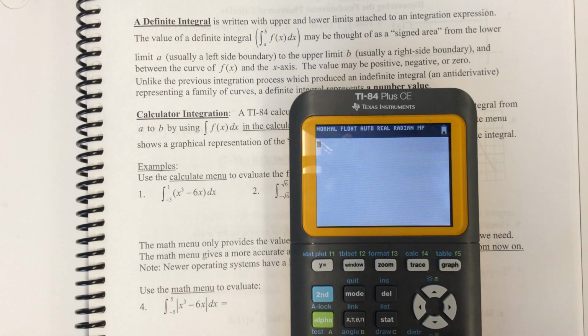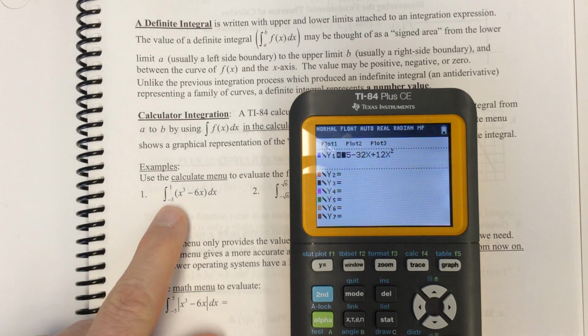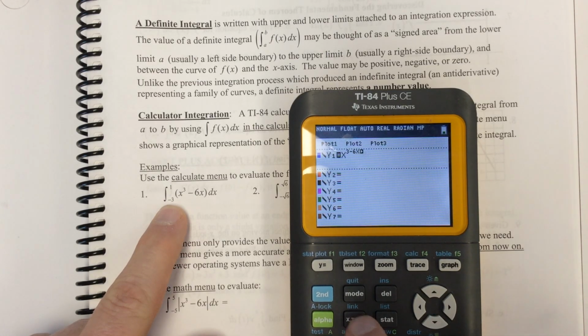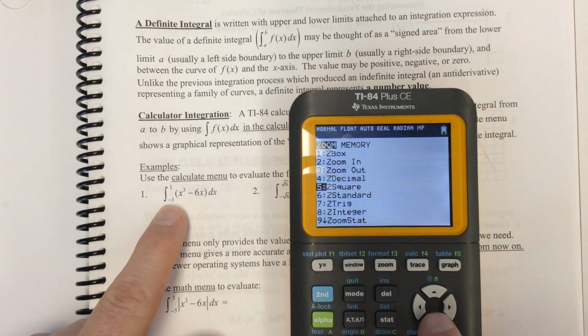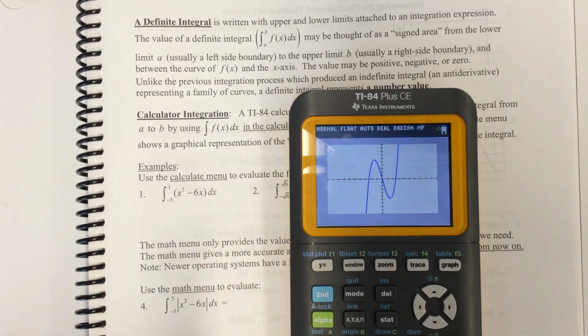So let's start out, go into the y equals. Now I want to find the definite integral with lower bound -3 and upper bound 1 of x cubed minus 6x. So the way we do that is first start out in the y equals. I'm going to put in the x cubed minus 6x. I'm going to graph that. I'm just going to switch it back to a standard window to make sure that I don't have some kind of crazy settings in our window. All right, it ends up looking like that.